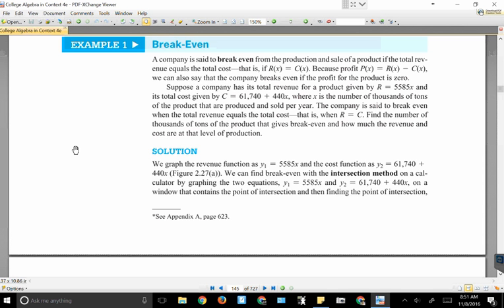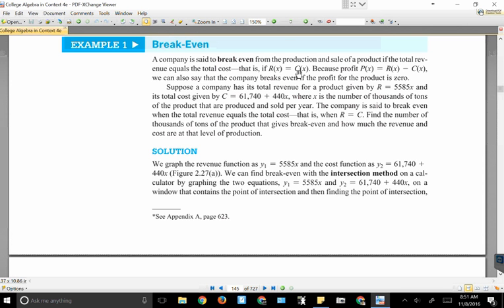We want to find the break even. So basically where we don't make any profit, but we've made enough to cover our expenses. So basically we're looking for the situation when R of x is equal to C of x.